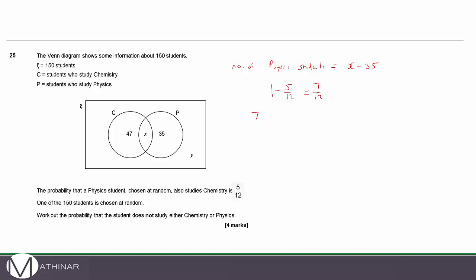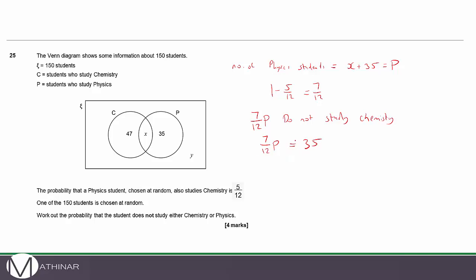So 7/12 of the physics students, let's call that P. So 7/12 of P, which is the physics students, do not study chemistry. So this is telling me that 7/12 of P is represented by this region here, which is 35, because these are the physics students that do not do chemistry. So 7/12 of P is equal to 35.